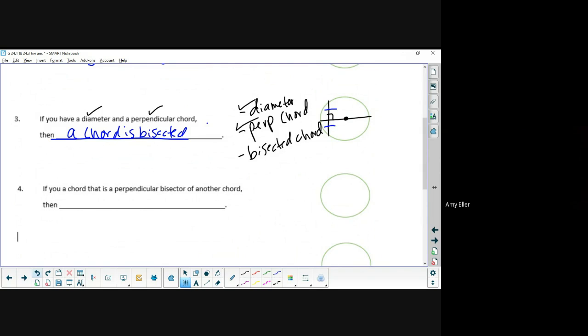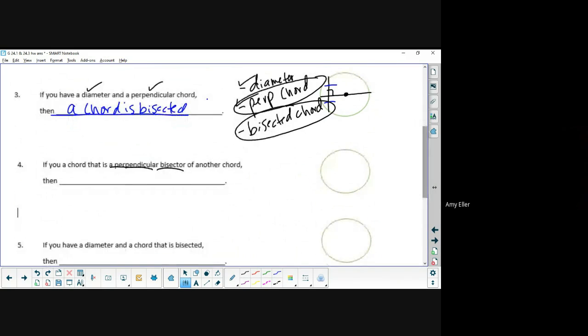All right, number 4. Let's start drawing in pencil. If you, I left a word out. If you have a chord that is a perpendicular bisector of another chord. So this time I have perpendicular and bisector. Perpendicular and bisector. I'm going to draw those first. So draw any chord you want. Maybe we'll start with a chord that looks like this.